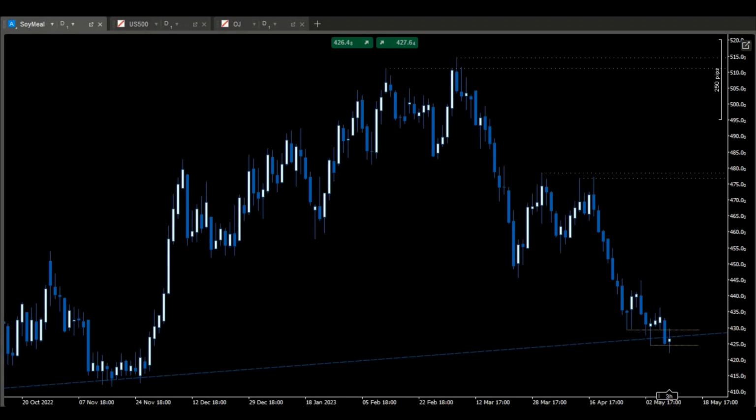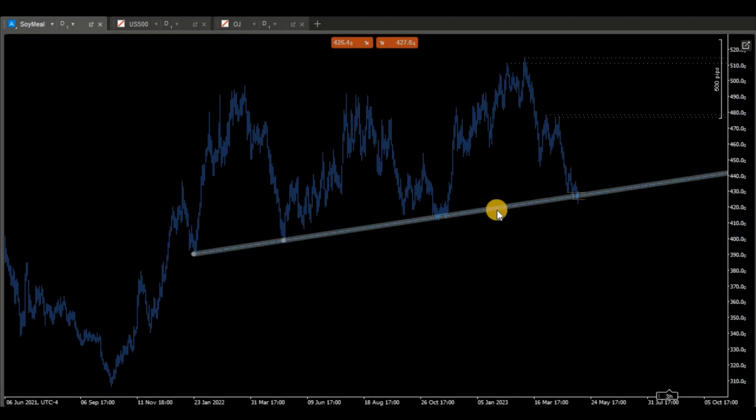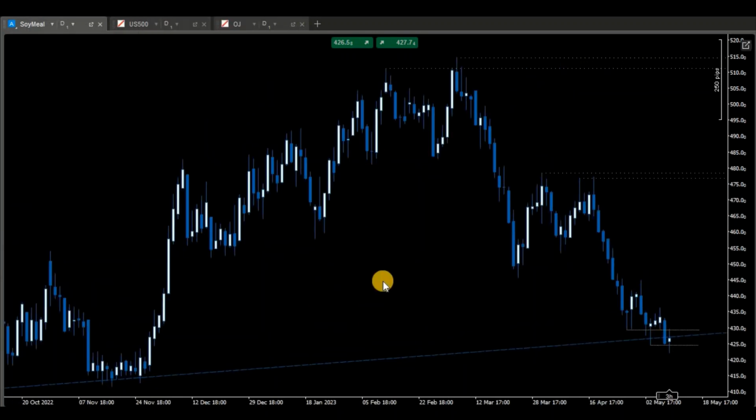Today we're going to look at two instruments, soybean meal and the US500. And we're going to start off with soybean meal. There's a rising trend line support here that was connected with these 2 points, tested and rejected and confirmed here. And we are back again at this level. So how do we get down here?